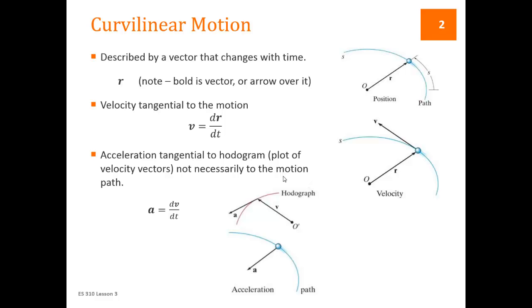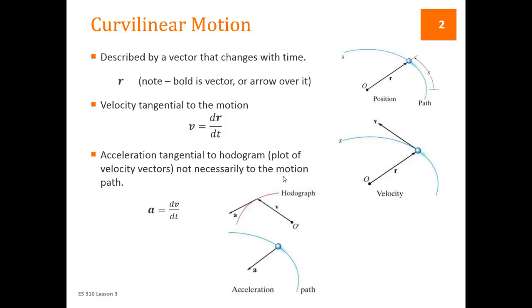So let's take a look at curvilinear motion. This is the general 2D motion, which could be a straight line or could be moving along some sort of curve. It's described by a vector that changes in time. So let's call that vector r. It's bold since it's a vector, or we draw it with an arrow over it, and that vector can change both its length and its direction over time.